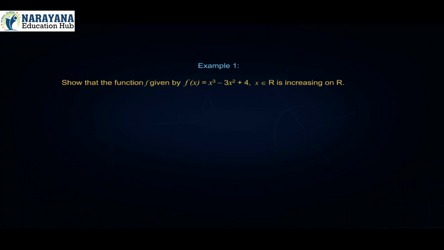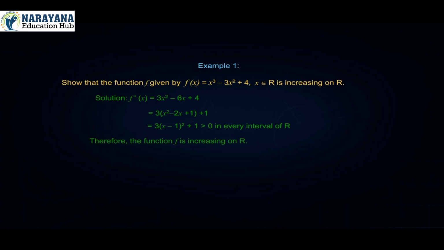Example 1. Show that the function f given by f of x is equal to x cube minus 3x square plus 4, where x belongs to R, is increasing on R. Solution: f dash of x is equal to 3x square minus 6x plus 4, which is equal to 3 into x square minus 2x plus 1, which is equal to 3 into (x minus 1) whole square plus 1, which is greater than 0 in every interval of R. Therefore, the function f is increasing on R.